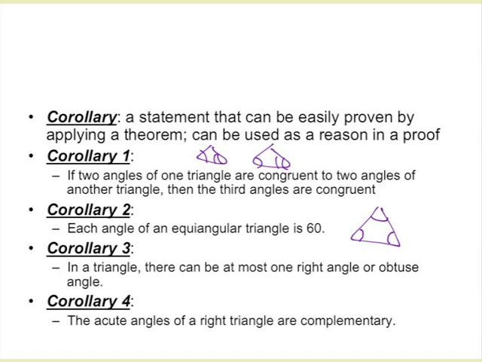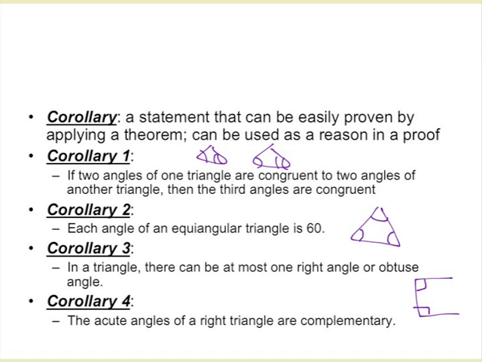What would happen if I had more than one right or obtuse angle? I'd already be up to 180. So if I just had two right angles, I've already used up 180 degrees, so there'd be nothing left over for that third angle. So that can't work. An obtuse angle is even worse. So the most we can have is one right or one obtuse, because otherwise we're using up too much of the 180.